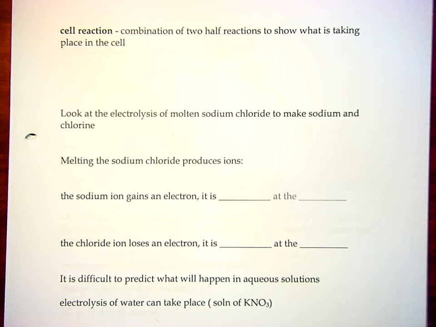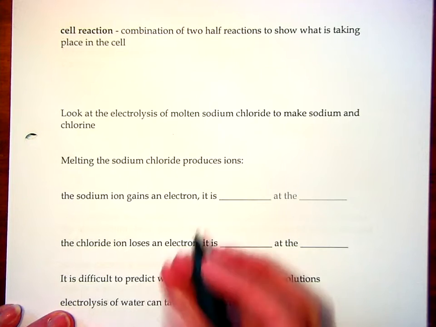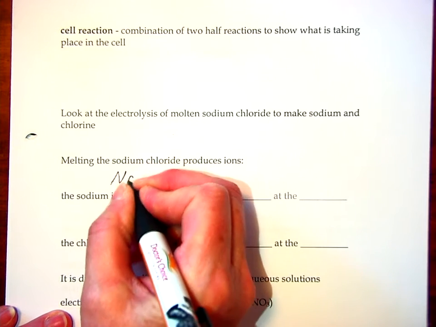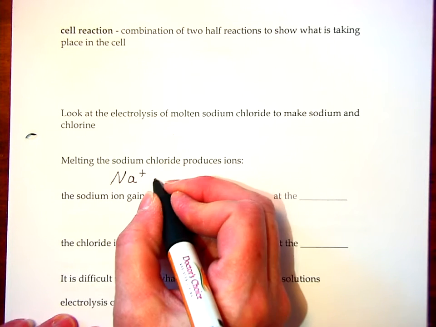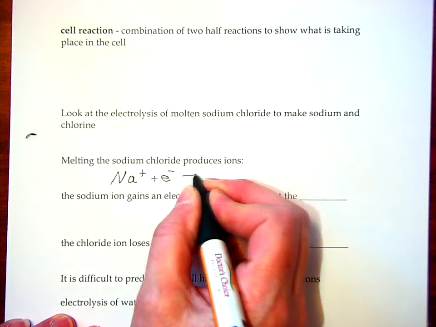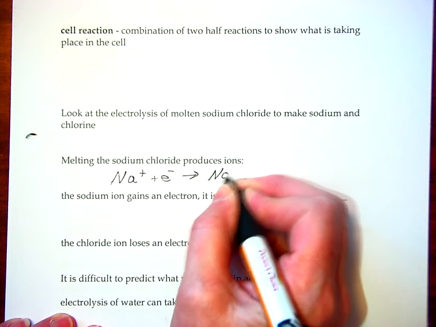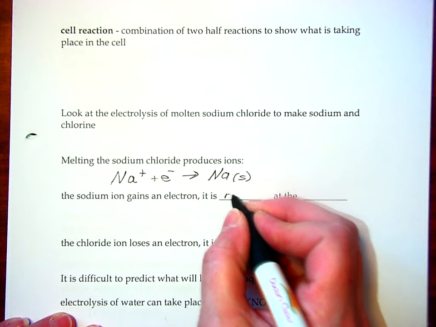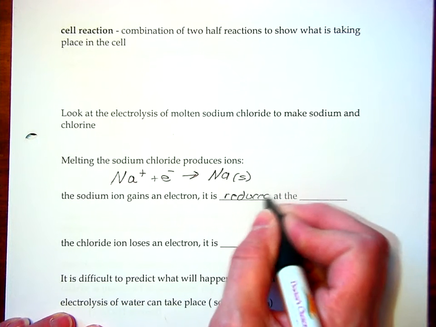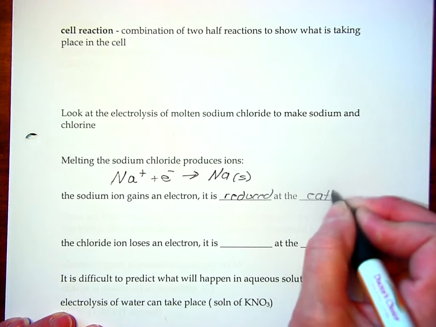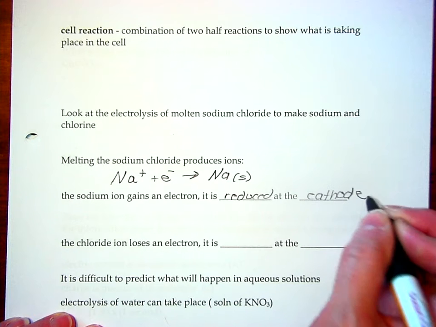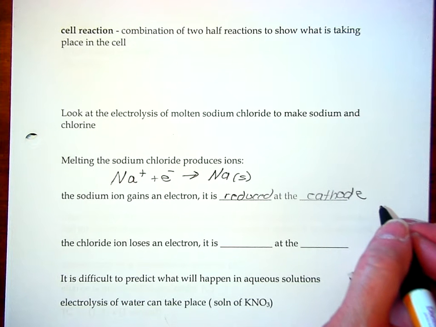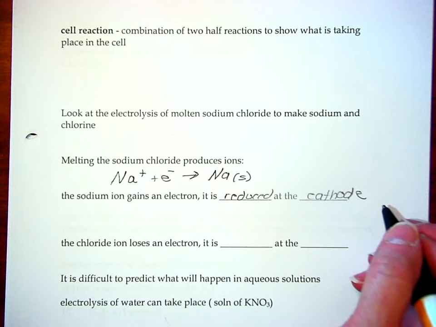And once that happens, we have ions. So we have a sodium ion, and when we run electricity through, that gains an electron to make sodium metal solid. So sodium gains an electron, so it's reduced, and reduction takes place at the cathode. In an electrolytic cell, just like a galvanic cell, you have reduction at the cathode and oxidation at the anode.